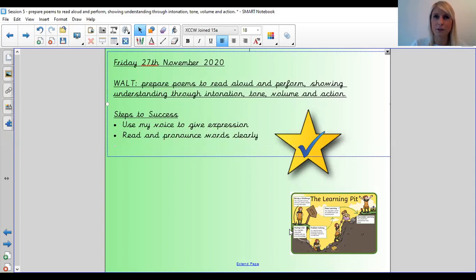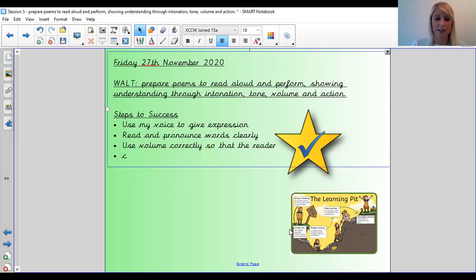What about the volume? Because I think my volume wasn't great in places, was it? Sometimes I was too quiet, and I was probably a bit loud in places I shouldn't have been. So maybe use volume correctly. Should we say use volume correctly so that the reader can understand you, something like that?